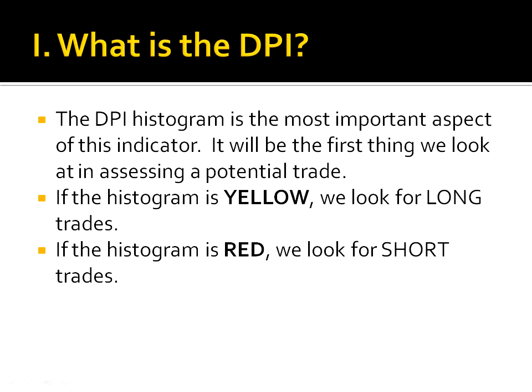It'll be the first thing we look at in assessing a potential trade. If the histogram is yellow, we look for long trades. If the histogram is red, we look for short trades. If the histogram is yellow, we're looking for long trades. Then we look at the chart, and then we make the evaluation on the chart. Where is a long trade? What could we be looking at for a long trade? And again, if the histogram is red, then we look to the chart and see what we can find on the chart that agrees with a short trade.